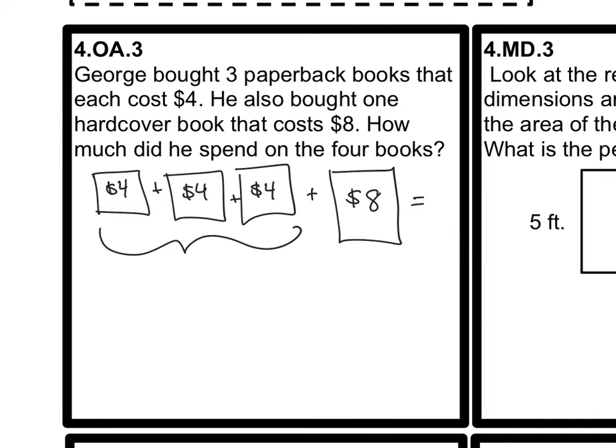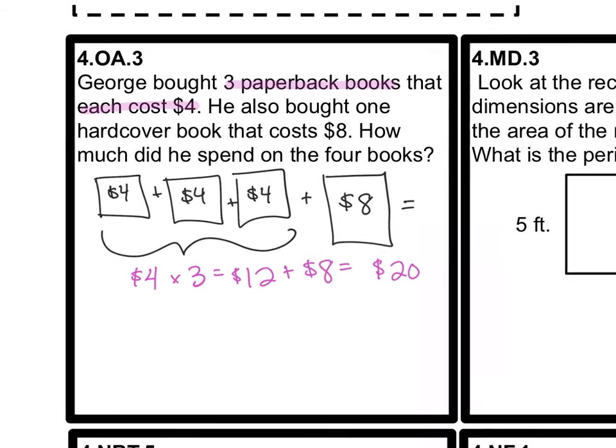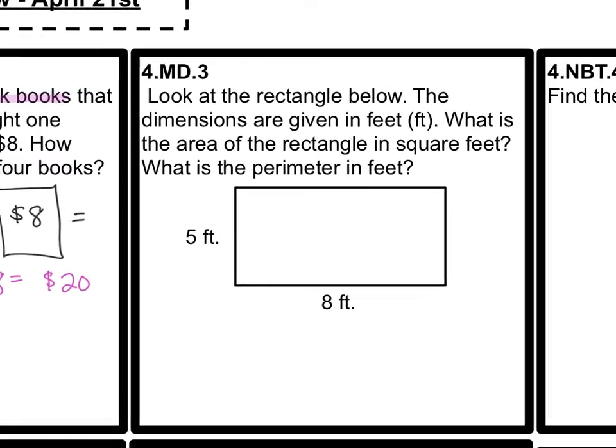When you're looking at 3 paperback books that each cost $4, you can say that that's $4 times 3, which equals a total of $12. And then you add on that total of $8 for the hardback textbook, and you get a total of $20 for all 4 books.